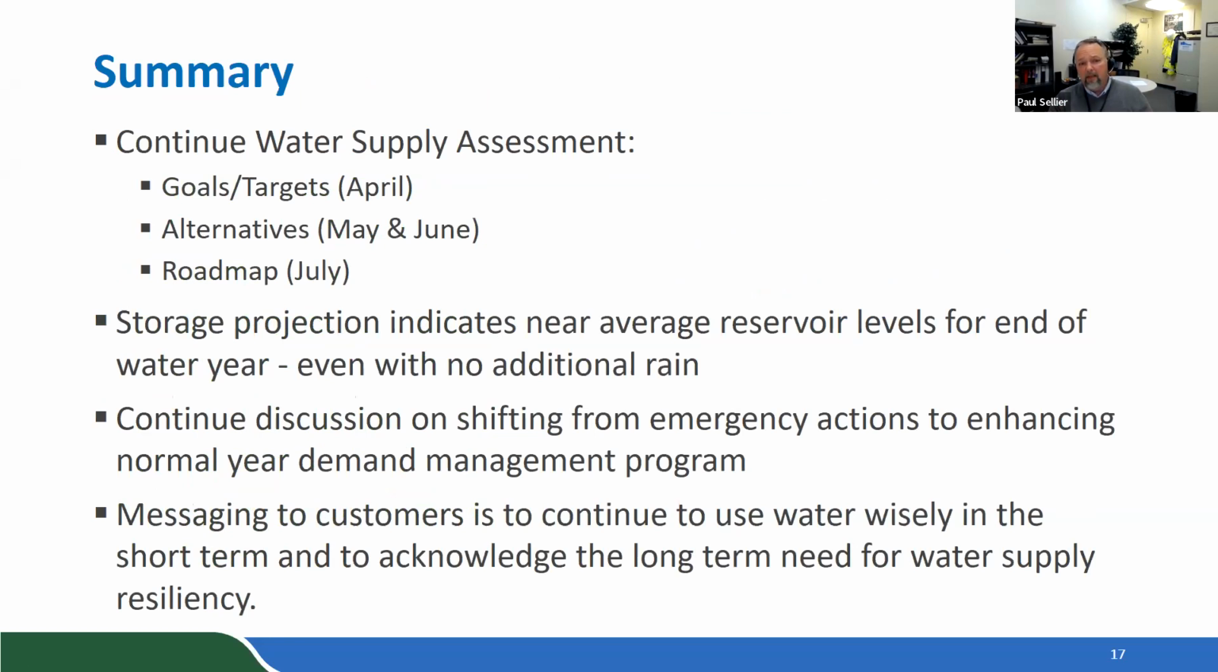Alternatives development in May and June, and maybe at that time we'll have some cost numbers. So it may be possible in June that we may have some preliminary cost numbers we can share, and then the roadmap sort of July.